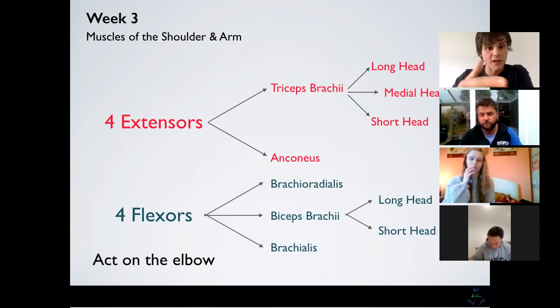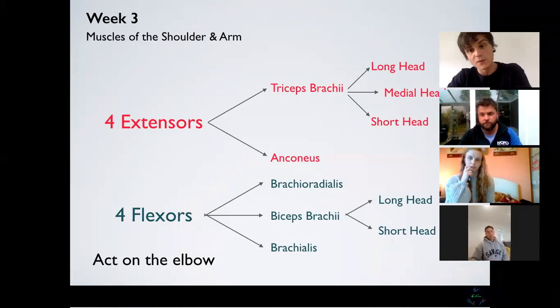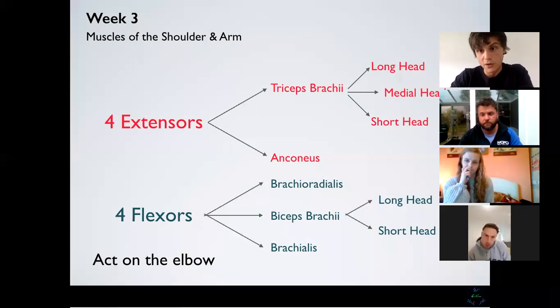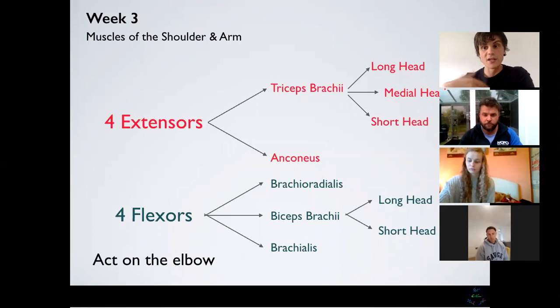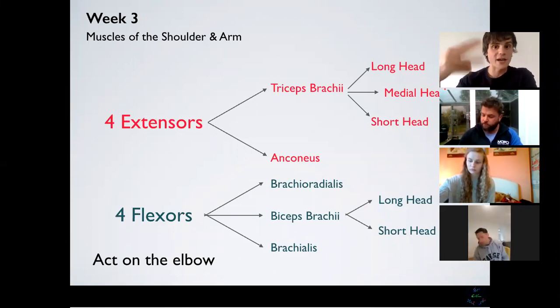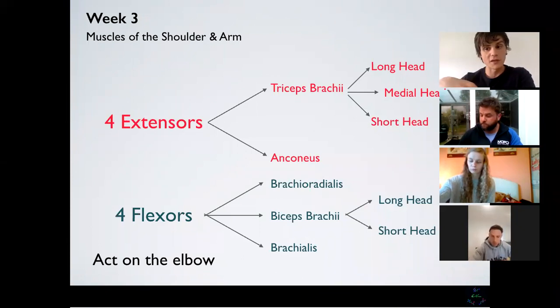So we've got the extensors, the triceps brachii, and we've got a long, medial and short head, which is, in essence, an upside down version of the vastus groups. So that's why, again, you won't find this in a textbook, but it helps you remember. You've got your 4 extensors, 4 flexors.